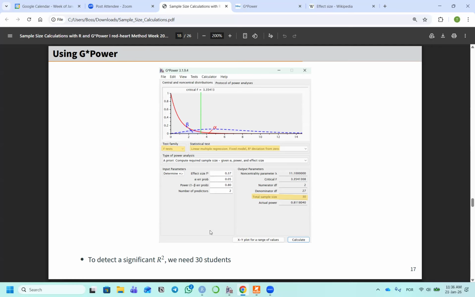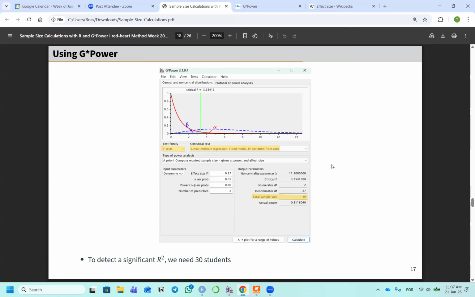I usually set my desired power to 80%. You can make it 90 or 95. And how many covariates do I have? I have two, which are high school GPA and SAT score, the Scholastic Aptitude Test. If you simply calculate, you will get 13 students required to answer the request that comes from the top officials.